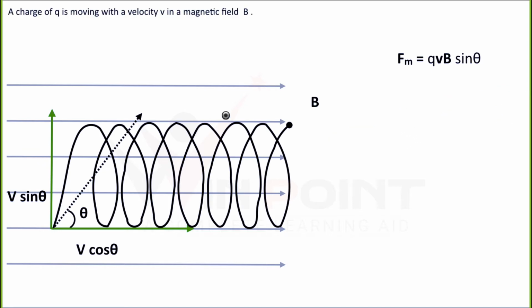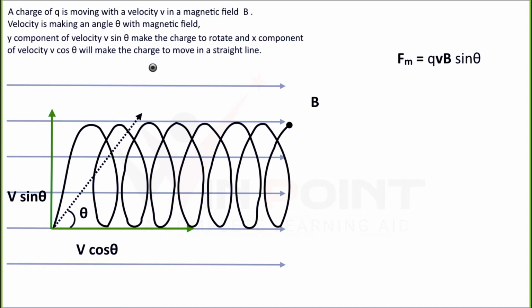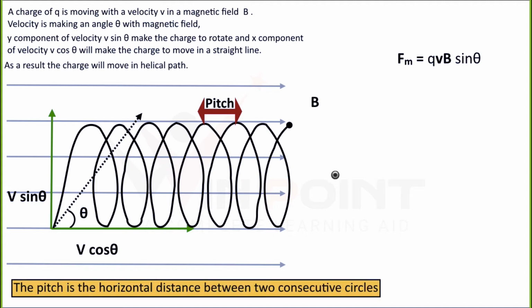So let us write it. A charge of q is moving with the velocity of v in a magnetic field B. Velocity is making an angle theta with the magnetic field. The y component of velocity, v sin theta, makes the charge rotate, and the x component of velocity, v cos theta, will make the charge move in a straight line. As a result, the charge will move in a helical path. Here there are lots of circles, right? The distance between two circles is known as the pitch of the helical path. Pitch is the horizontal distance between two consecutive circles.